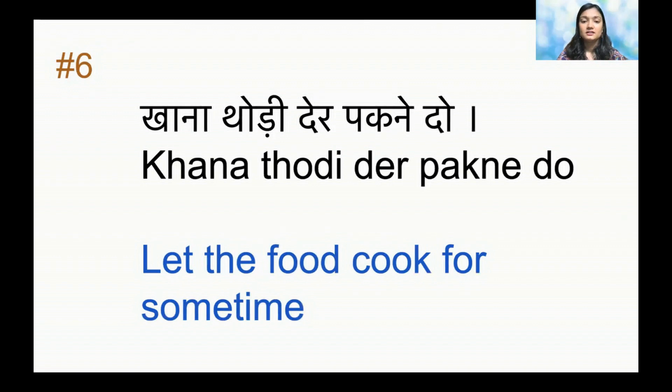Number 6, खाना थोड़ी देर पकने दो. The sentence means let the food cook for some time. Note 2 points here. The first one is I have not included any word for. For means के लिए. Saying खाना थोड़ी देर पकने दो is same as saying खाना थोड़ी देर के लिए पकने दो. The second point is, unlike all other sentences, here ko is missing.